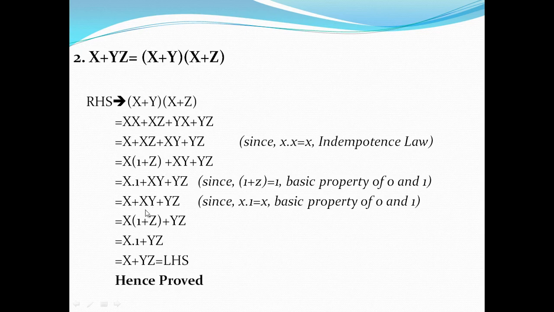Now the first two terms, again we can take x as common. We are left with 1 plus z and the same term yz. Now 1 plus z again can be written as 1. So we write 1 in place of 1 plus z. Again x dot 1 is equal to x and yz is the same here. So we have got x plus yz, which is the LHS. So RHS is equal to LHS, hence proved. You can prove this equation using either a truth table or algebraically.